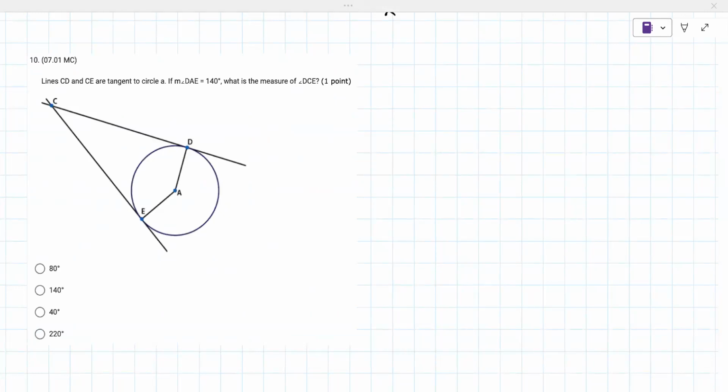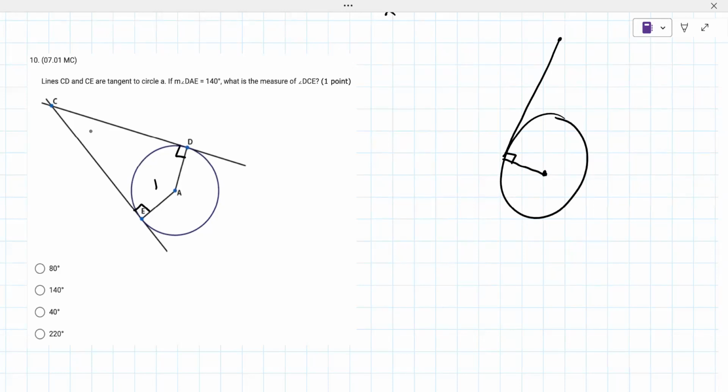All right. So again, kind of the same situation here, where you've got something external. But there's a new piece of information here. A tangent to a center always meets at a 90-degree angle. And you have two of those here. Now they're telling you that BAE is 140 right there.